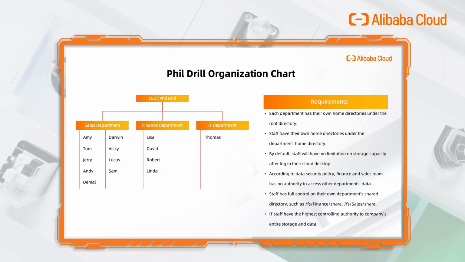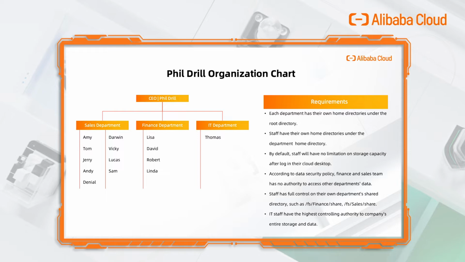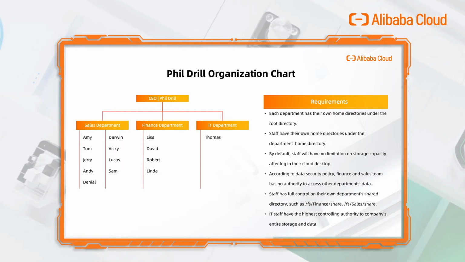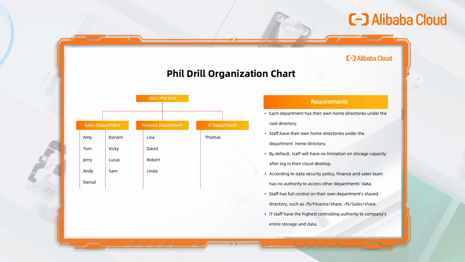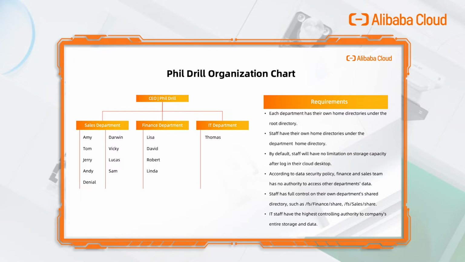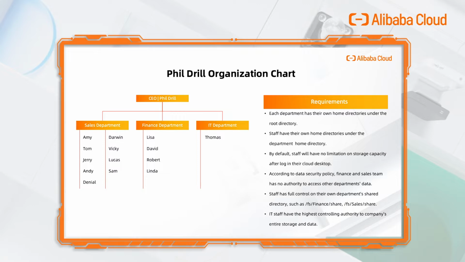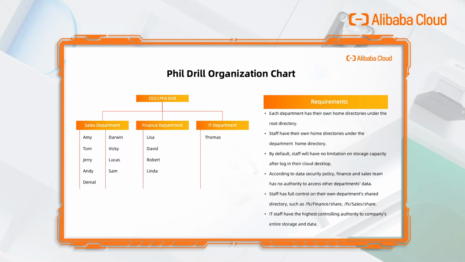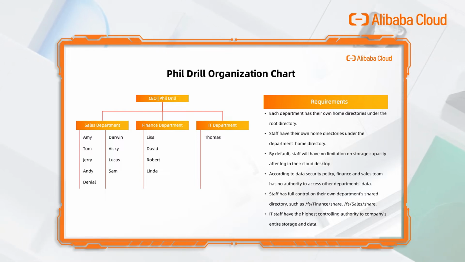To store all of the data, we create directories for each department under the root directory of the NAS file system. And then for each staff, we create the home directory under the department's home directory. In this way, when each employee logs into the system, they see their own home directory, and they can share documents with their own departments. The IT department has administration to manage the entire storage. And different departments don't share anything between the departments.